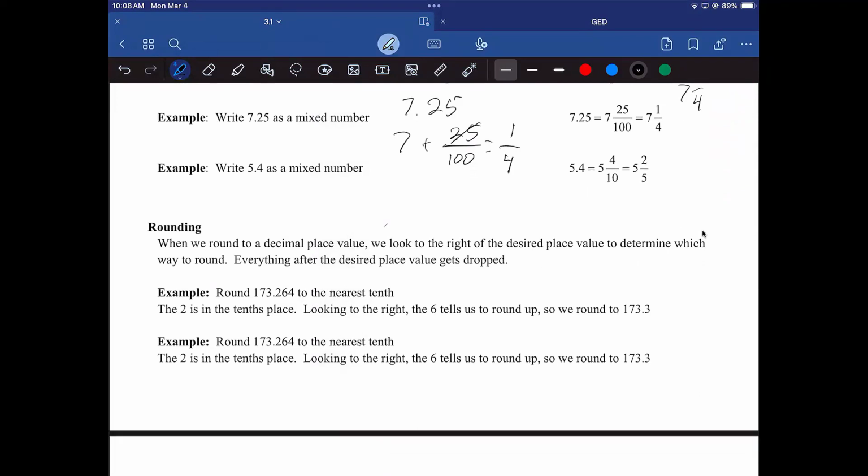Round this number 173.264 to the nearest tenth. So I'm going to remind myself, where am I rounding to? That 2. What am I looking at? That 6. Okay, 6 is above 5. So it's 5 or above. So I round, it becomes 173.3.